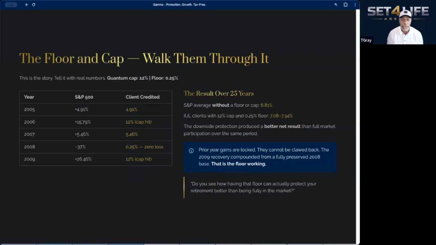2007, 5.46% for the S&P, 5.46% for F&G Quantum. But here's the big one, folks. And I'm sure you all remember that in 2008, the market took a big tank.